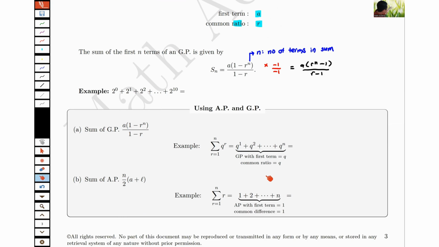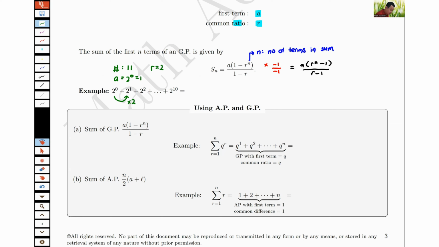So let's apply it to this problem. How many terms are there first? For the number of terms, I will usually write it out to count. You start from power 0 and you end at power 10. This is actually 11 terms. Please count correctly. If you start from 1, it would have been 10 terms. So your A is 2 power 0, which is 1. You are multiplying by a fixed number, so your ratio is 2.